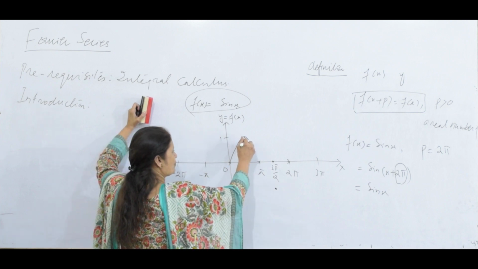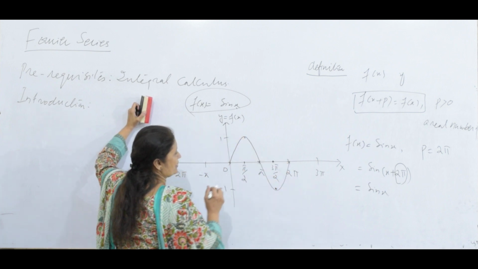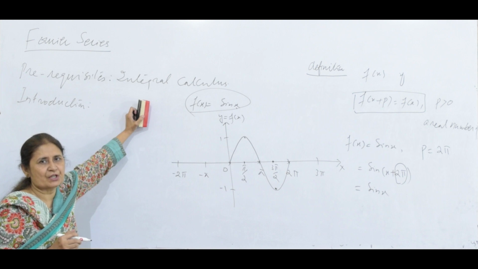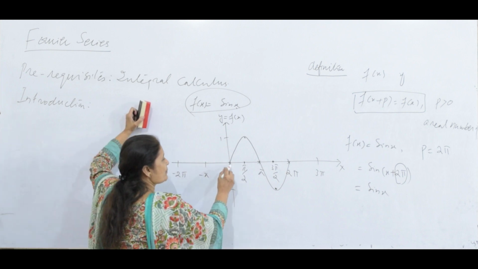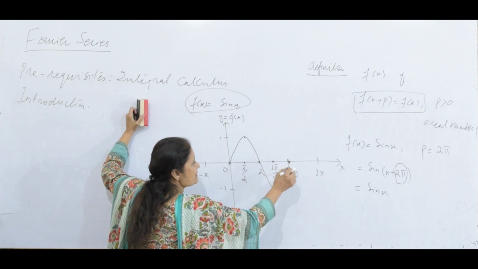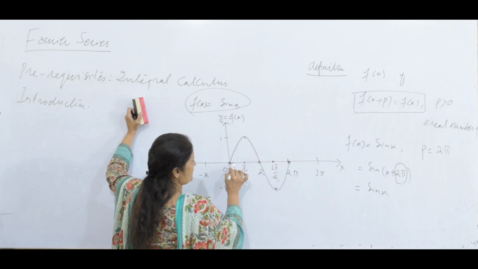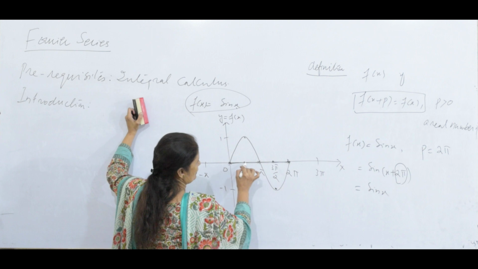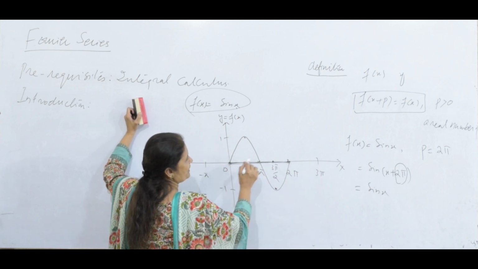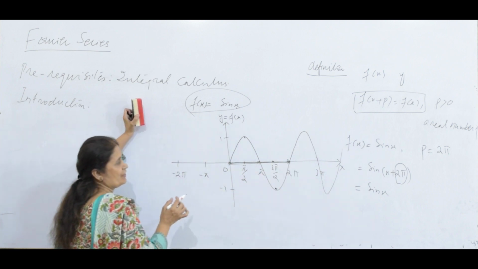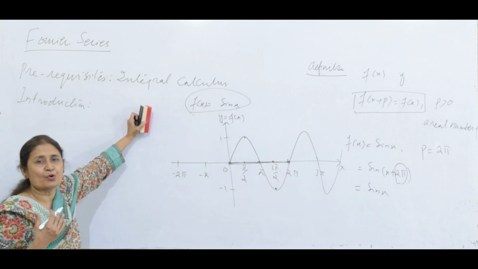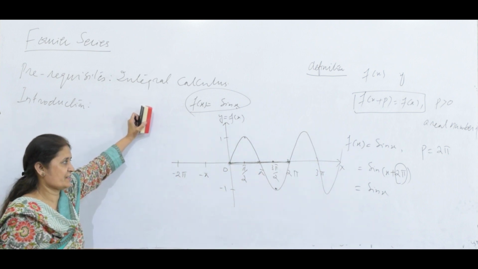Let me draw the graph of this. So this is the graph of sine x. And you see this point is going to be there. It means after 2 pi, this is the length of the interval, which is the period, 2 pi, the function is going to repeat itself again like this. So 2 pi is the smallest period for sine x.